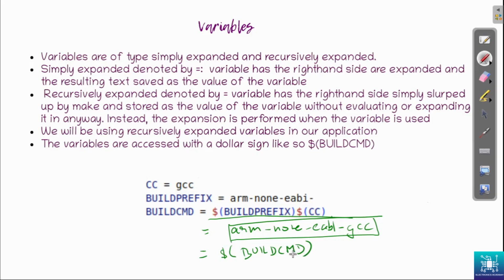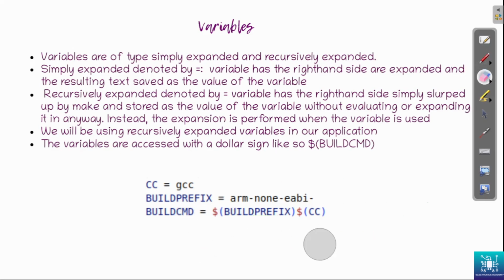Okay, to access the build command from your rule. So this is something that you have to do. So it's more or less straightforward. We are using recursively expanded variables, but henceforth we just call them variables. We don't need to bother much about this.